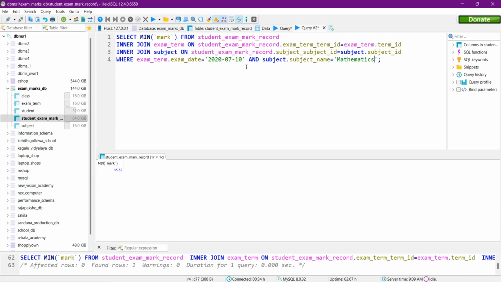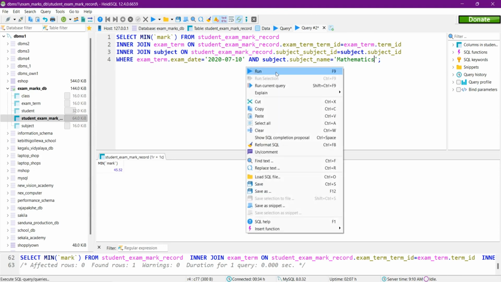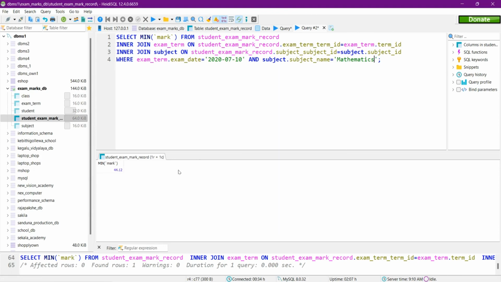So let's execute this query and see whether we get the answer. So you can see here we got an answer saying that this is the lowest marks in the mathematics subject on this particular date. So this is the answer for the fourth question.